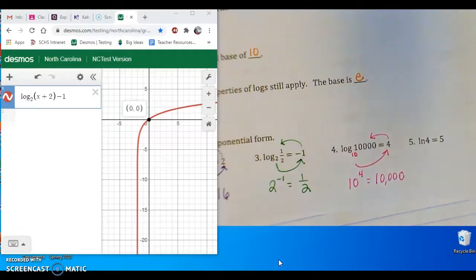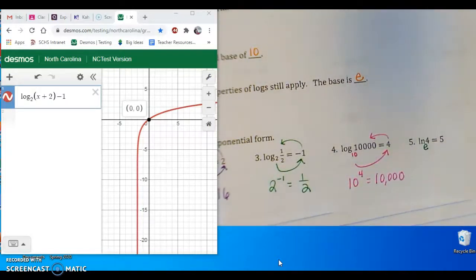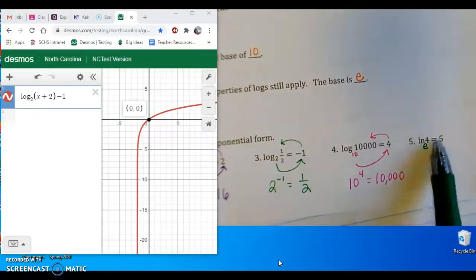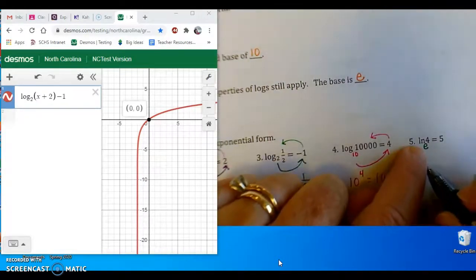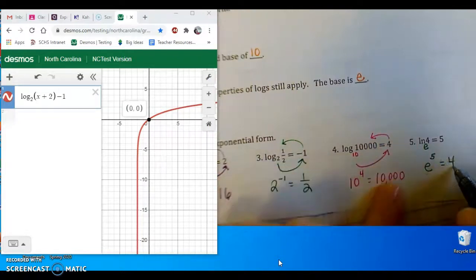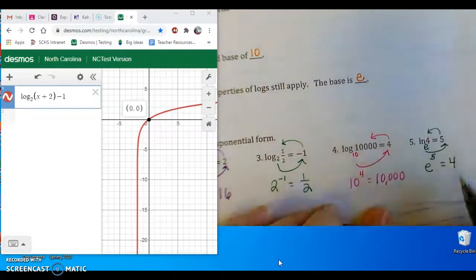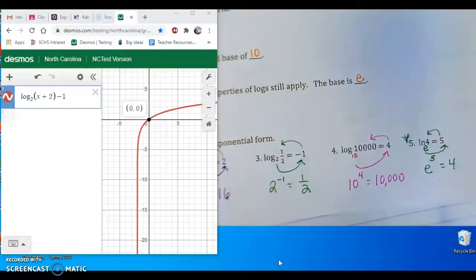I also told you whenever there's a natural log, Ln, there's an understood e. So even though I don't see that e, I know that e is there. And it looks like I did not make up a good problem here, because this is not going to be correct, but that's okay. We can still talk about it. e to the 5th equals 4. e to the 5th really doesn't equal 4, so I made up a bad problem. But I think it's good for you to be able to see what happens with that e.